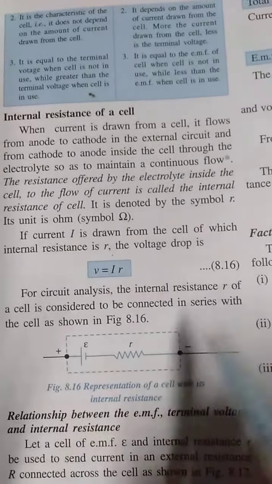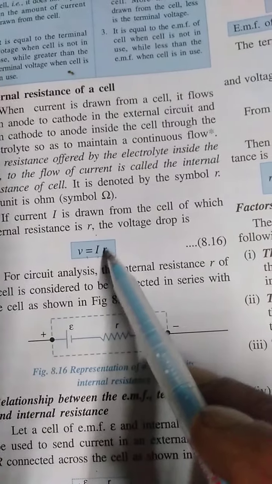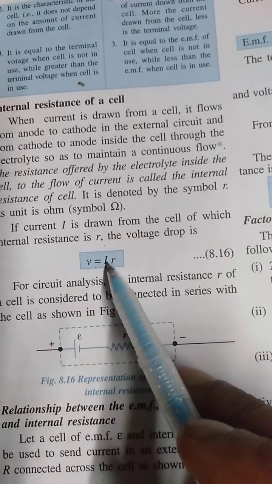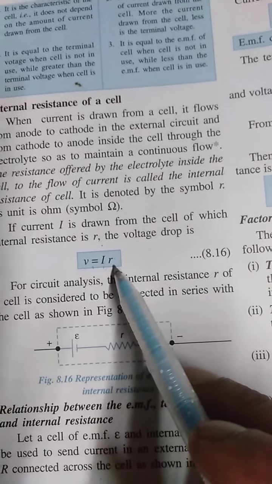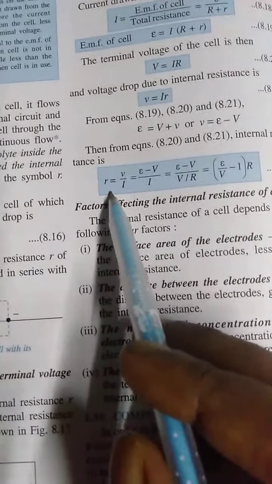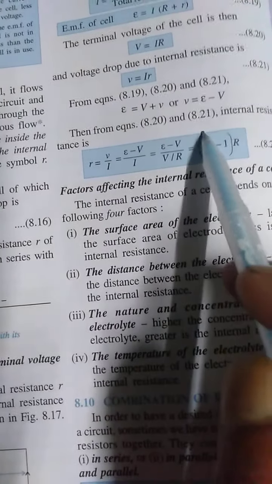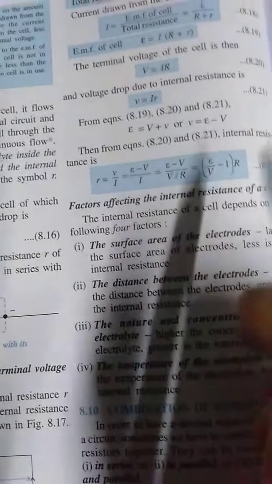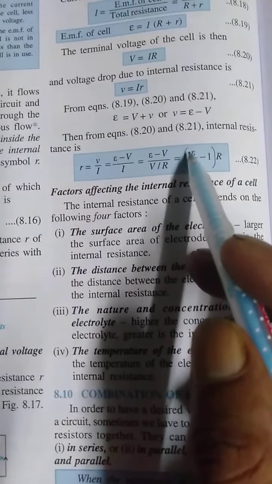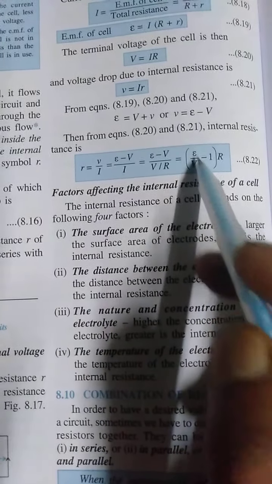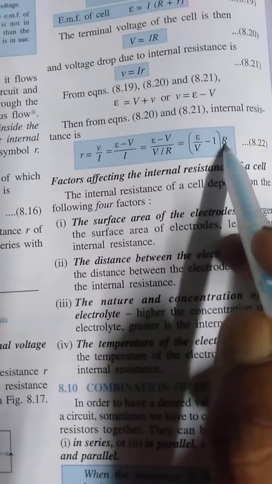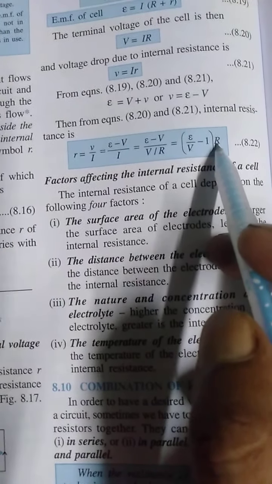So v, the voltage drop, is equal to I into r. This small v is the voltage drop we just studied, equal to the current I into the internal resistance r. From here we get a formula for r: r = (E/V − 1) into R. These derivations are not required, just keep the formula in mind. E is the EMF, V is the terminal voltage, and R is the external resistance of the external circuit.